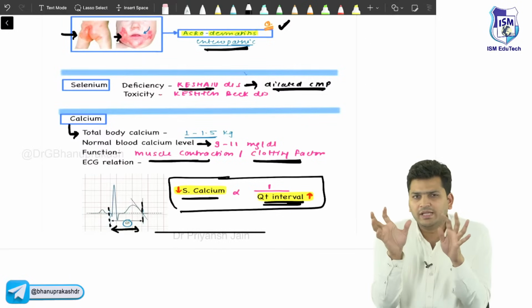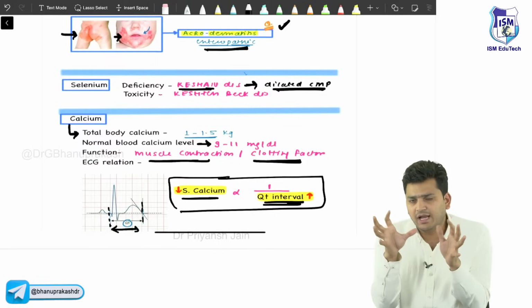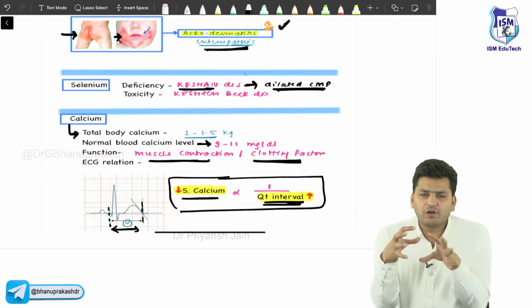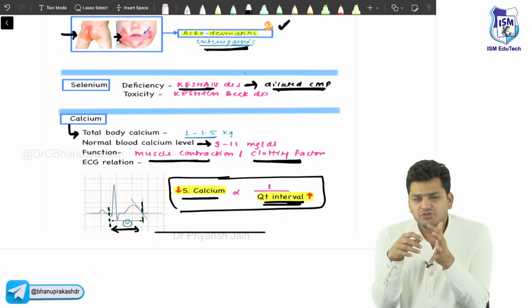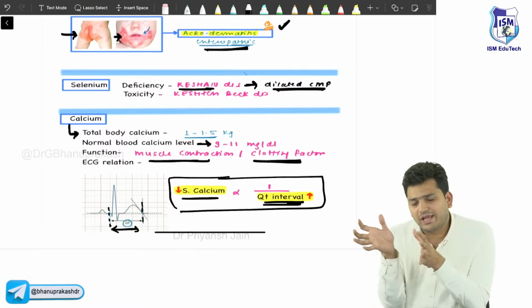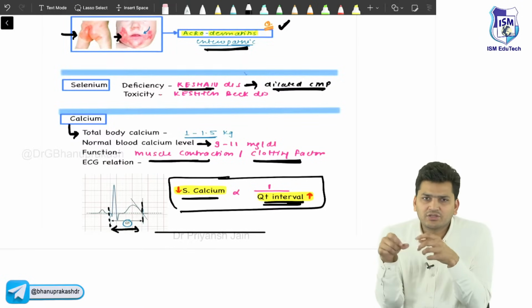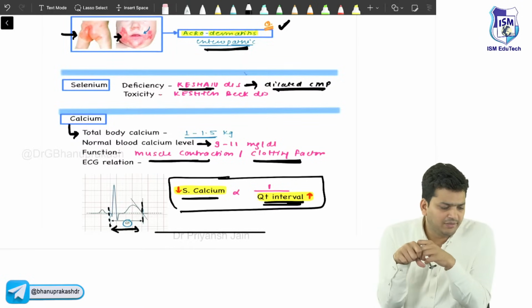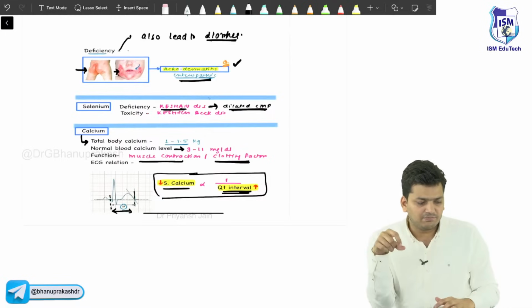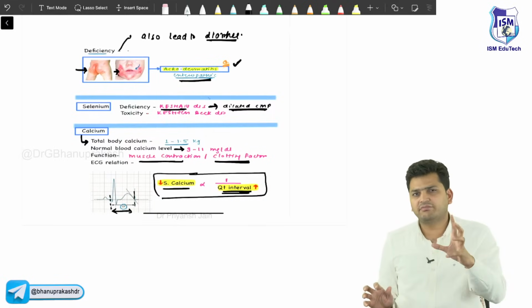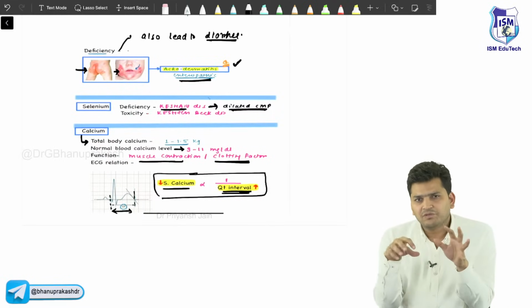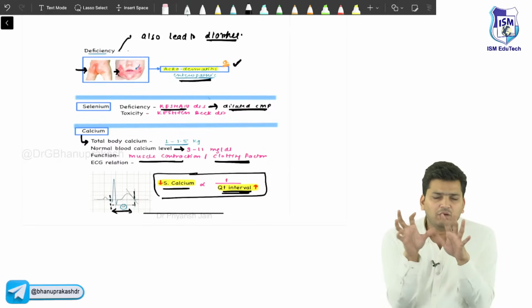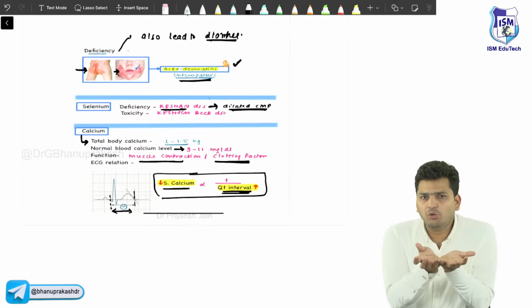I have tried to be as crisp as possible, and I have tried to cover a lot of content in the limited time frame, so I have taken screenshots from my notes so that we can cover things in a very limited time. I will now briefly revise what we have discussed in the next 5 to 7 minutes, and that is going to summarize the whole concept.